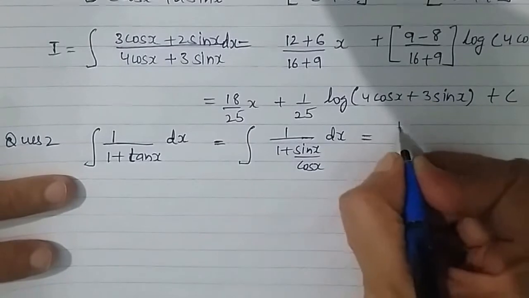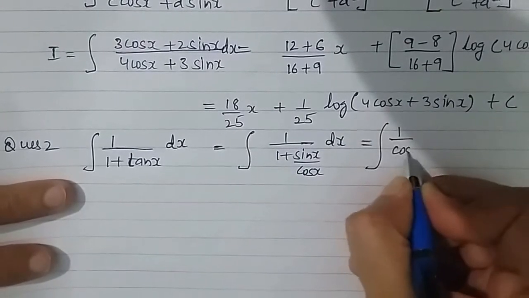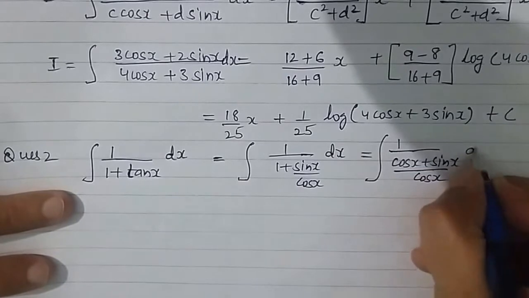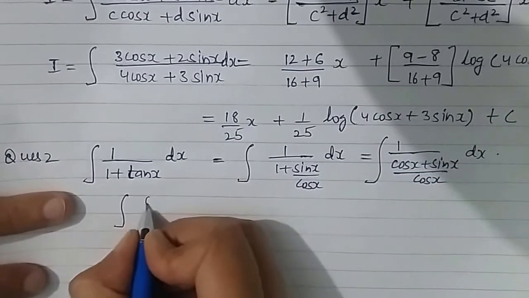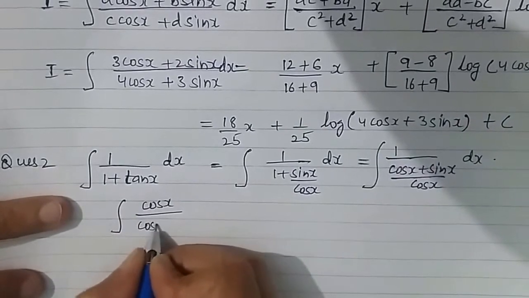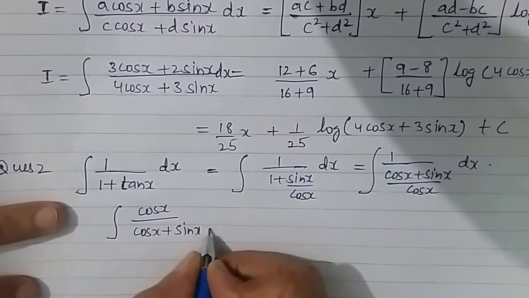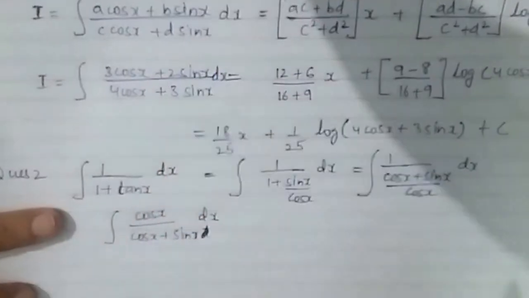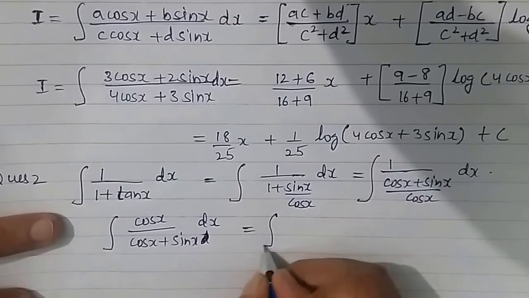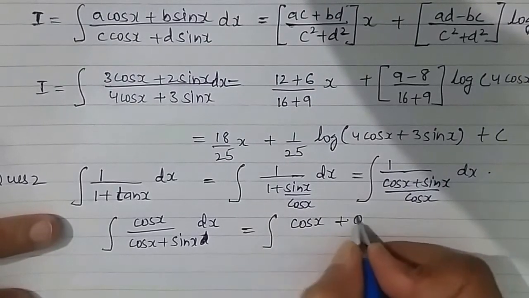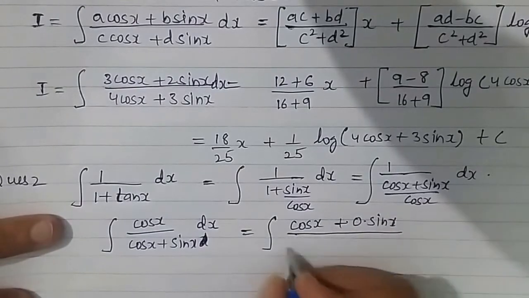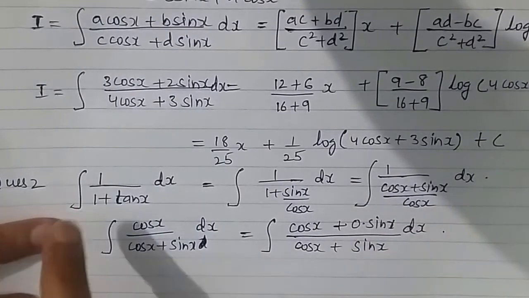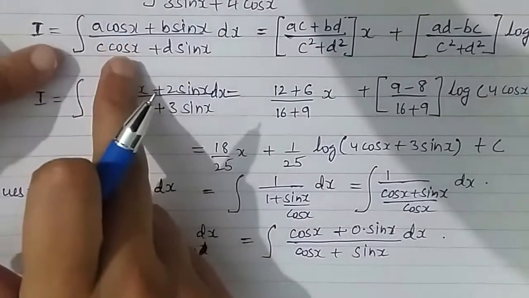This can be written as 1 upon (cos x plus sin x) divided by cos x, dx. In the next step, my integral becomes cos x divided by (cos x plus sin x) dx. But you will say that this is not of this form, sin x is not there in the numerator. In the numerator, I can write this function as cos x plus 0 times sin x, and cos x plus sin x in the denominator, and dx. So my original function took the same form.